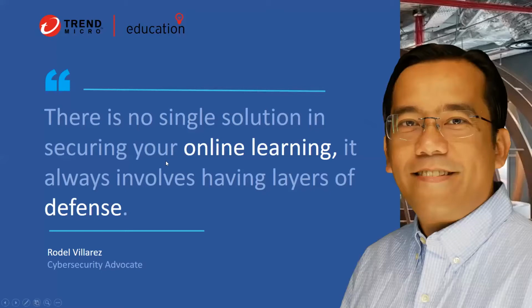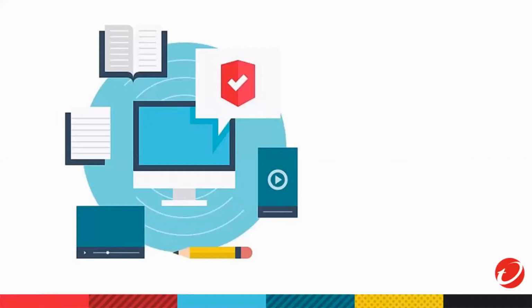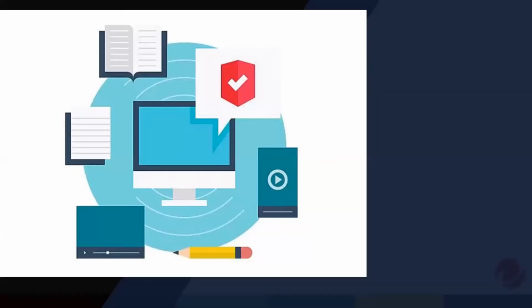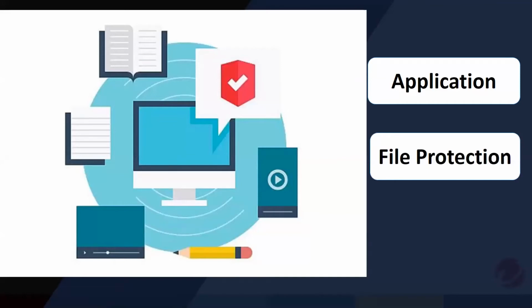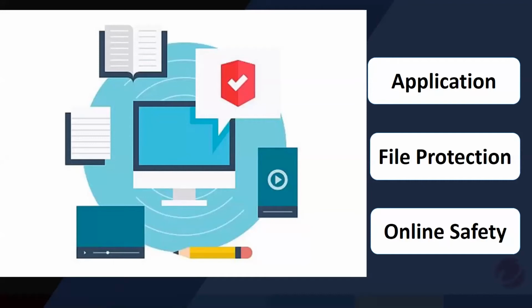As I mentioned earlier, cybersecurity involves layers of defense. That's why this afternoon we're going to start with the application layer. We're going to at least give an overview on how to protect the application layer, and then we're going to proceed to protection at the file level, as well as our basic review of online safety. So those are the objectives for this afternoon.